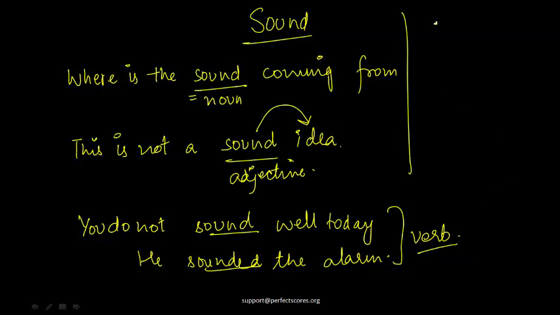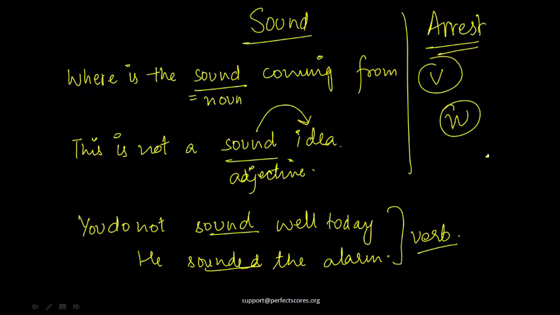Even if you look at the word arrest, arrest can also mean the verb. The police arrested someone. It can also be used as a noun. He suffered cardiac arrest. So each and every word has a potential of being used in different ways. And you should remember that it's nothing rigid. Different parts of speech are there and each word can be used in any one of those kinds.